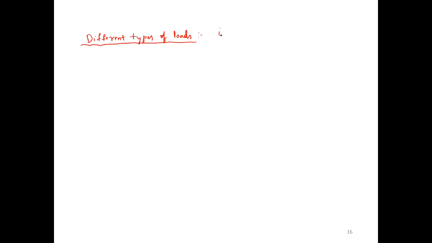First one, concentrated load, or point load. See, the beam is like this. Say I'll take a simply supported beam. If the load is acting as P1 like this, or inclined as P2 like this, these are called concentrated loads. This one is a vertical gravity concentrated load.